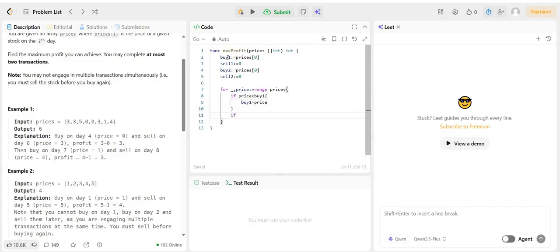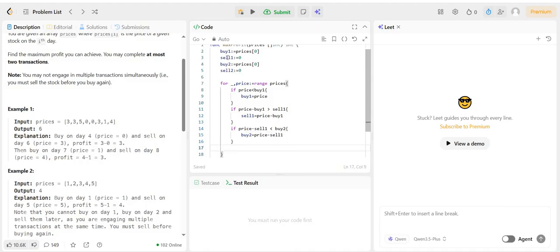Now, if price minus buy1, which is the profit we are going to calculate, is greater than sell1, then we update sell1 equal to price minus buy1. Now the concept comes here when we choose the second buy2. Here we are going to reinvest the profit. So we will check if price minus sell1 is less than buy2, meaning buy2 price is more, then we reduce the buy2 price. Buy2 equal to price minus sell1.